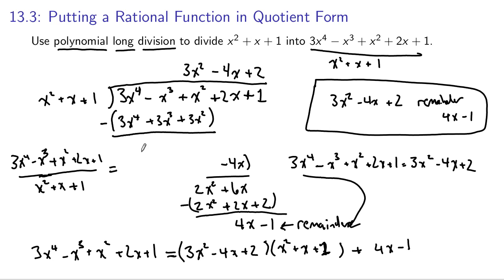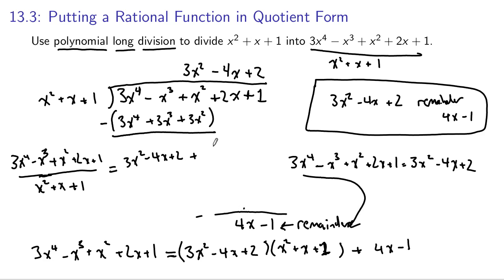Equals, and the result, which was 3x squared minus 4x plus 2 plus the remainder divided by the divisor, or the original denominator, sorry. 4x minus 1 over x squared plus x plus 1. Okay, so there's our quotient and our remainder.